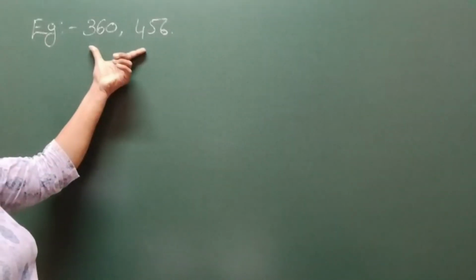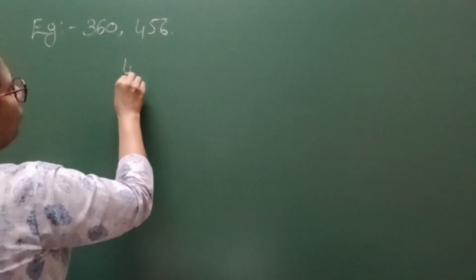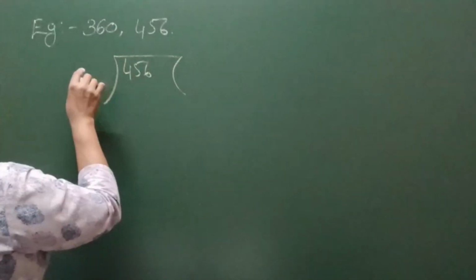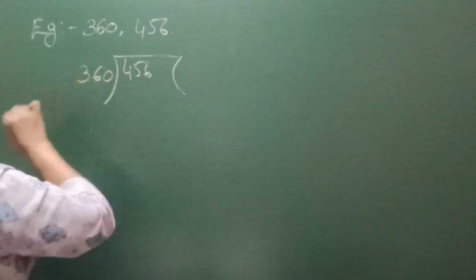Let's do one example here. There are two numbers given. One is 360 and the next one is 456. Find the HCF of these two numbers by long division method. So what are the three steps that we learned? First one is divide the greater number by the smaller one. So 456 divided by 360. That is our first step.